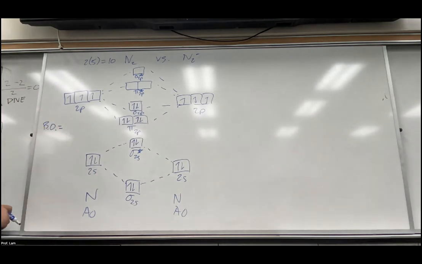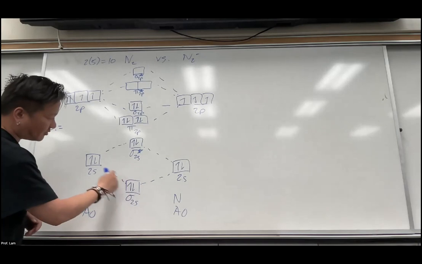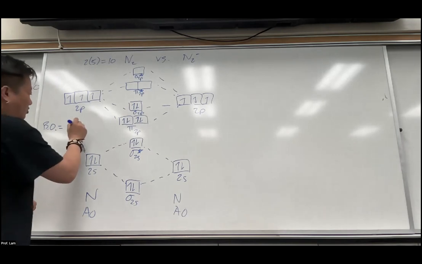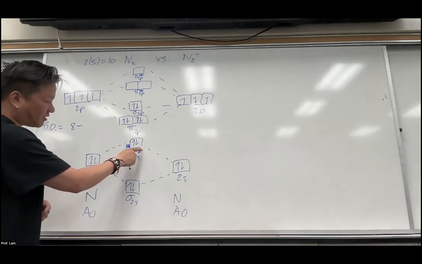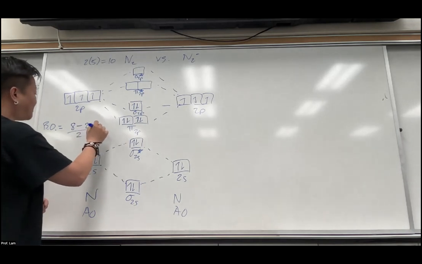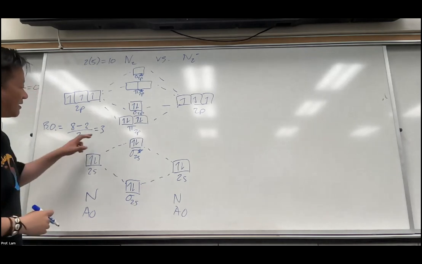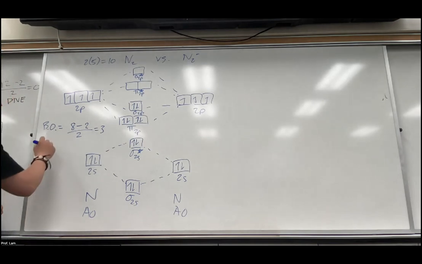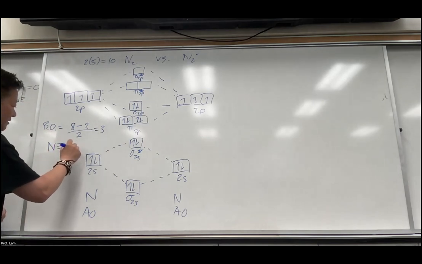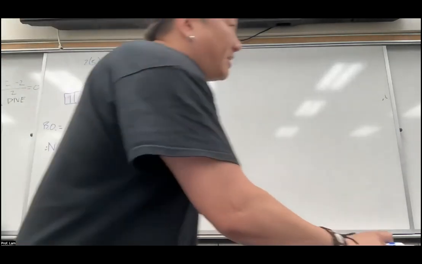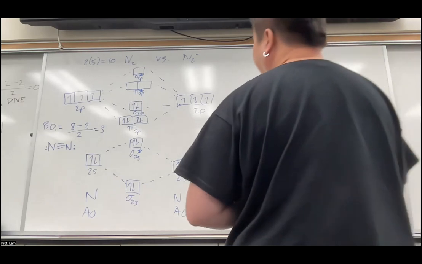Okay, now we count for bond order. The number of bonding electrons: 2, 4, 6, 8. And then we subtract the anti-bonding electrons. All the electrons in star orbitals, notice that's only 2. And then we divide by 2. 8 minus 2 divided by 2 is 3. So we are predicting a triple bond for N2 using molecular orbital theory. And as you can see, that is absolutely congruent with the Lewis structure. That's the structure of N2, right? Triple bond. All right, let's do N2 negative and see how it compares.